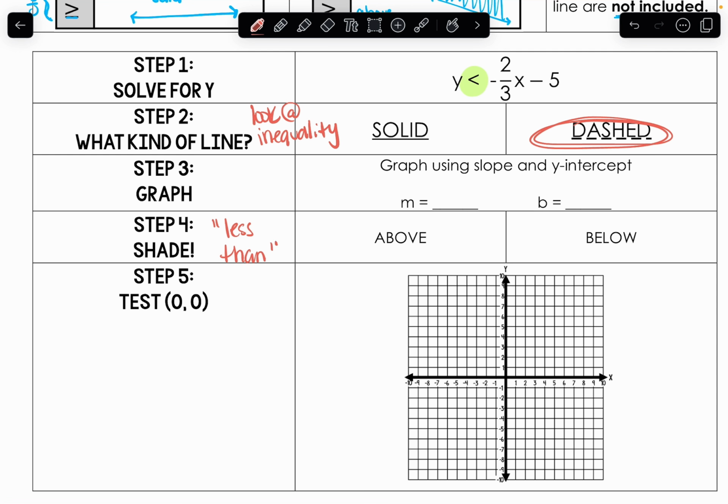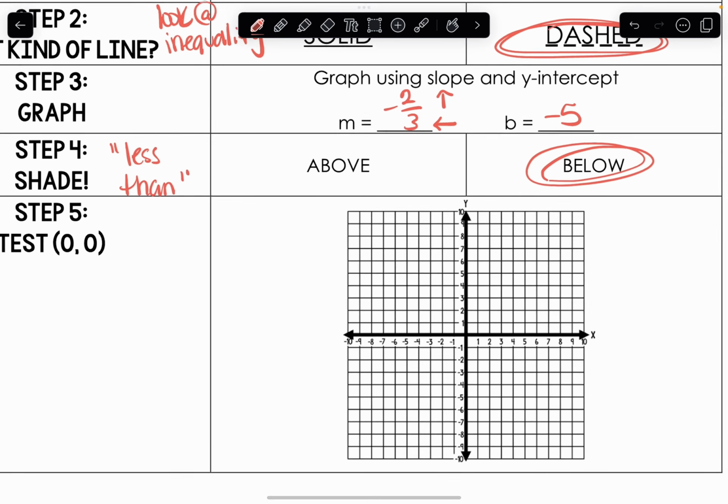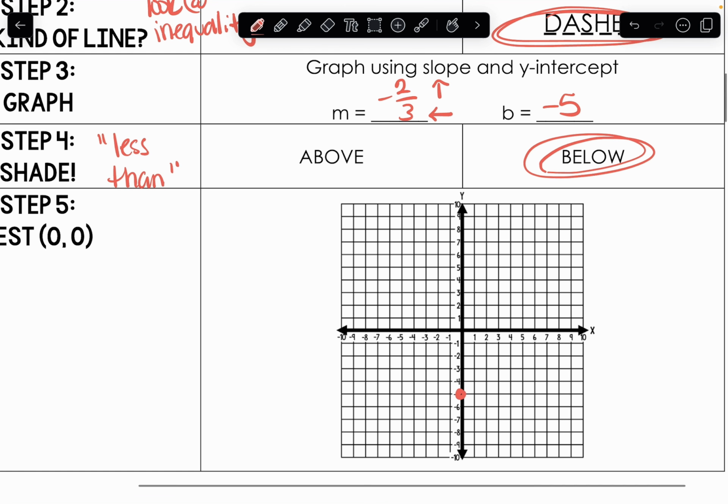Since it is less, you're going to be shading below. And it says graph using the slope and the y-intercept. Well, we know that the y-intercept is -5 and the slope is -2/3. Because it is -2/3, we're going to go up to the left, right? So the first thing we're going to do is plot that -5.